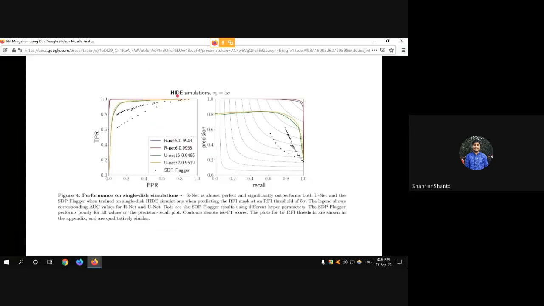Okay, so for the HERA simulations, this is TPR, which is the true positive rate, and this is the false positive rate. We want to minimize the false positive rate and maximize the true positive rate. So this is the plot. I can barely see that the red and blue ones are for the RNet, and the yellow and green ones are for UNet, the previous best known machine learning model. So RNet surpasses the previous one.